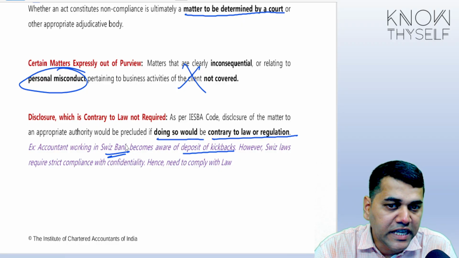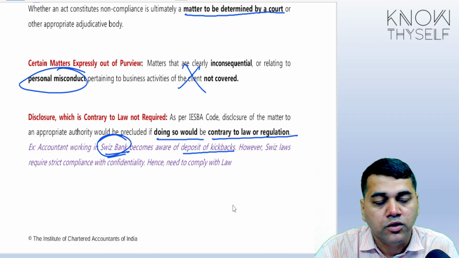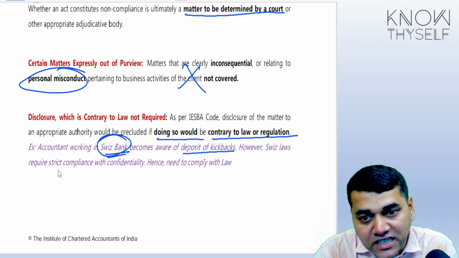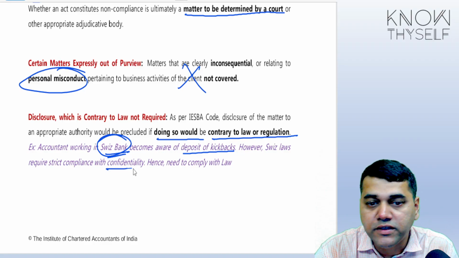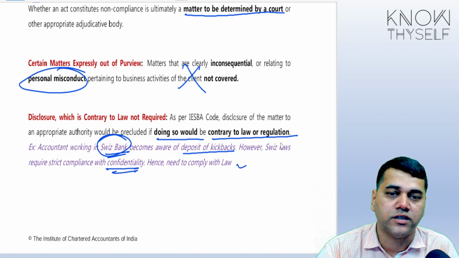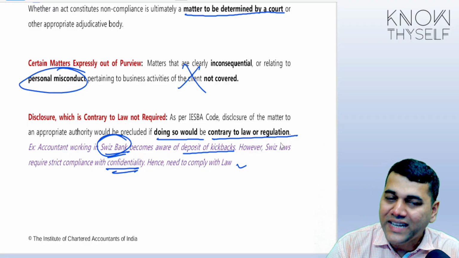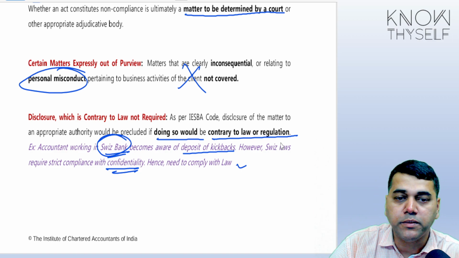But if you are working in the Swiss bank and you come to know about this, first of all, Swiss laws strictly tell you to comply with confidentiality. Yes, in that case, I have to comply with the confidentiality. So I have to disclose only when it is not contrary to the law. The law should not have stopped me from telling.